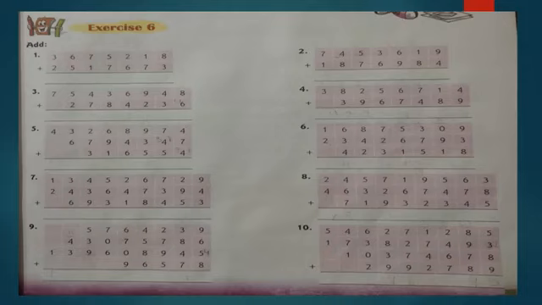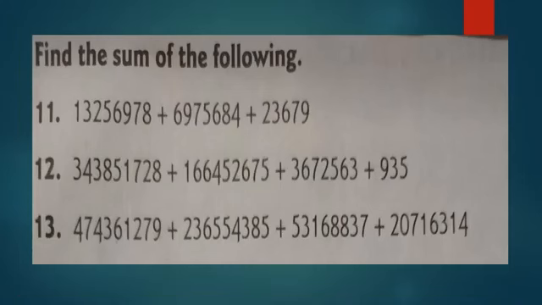So children, come to exercise 6. Here questions number 1 to 10 are given and all are already arranged in columns, so you have to do them by yourself. The next category of questions is find the sum of the following. Numbers are given, you have to arrange them in a column as in the place value chart and then add them. One of these questions I am going to explain, just listen carefully.